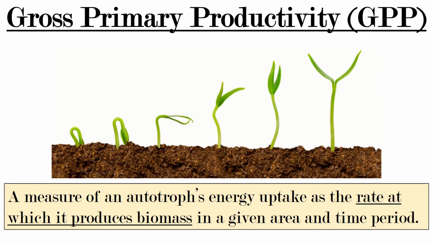So a measure of an autotroph's energy uptake is the rate at which it produces biomass in a given area and time period. So if you look at, say, an ash tree, its GPP would be higher for June than it would be for December because it's carrying out more photosynthesis in June.